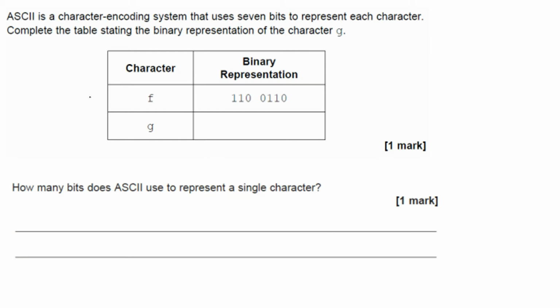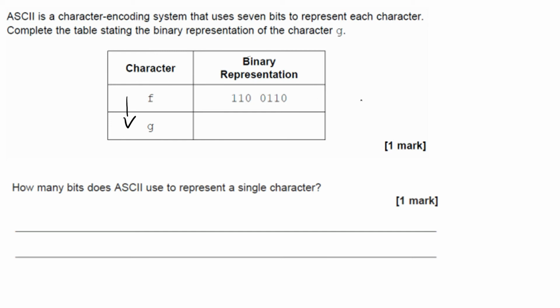The next one is ASCII is a character encoding system that uses 7 bits to represent each character. Complete the table stating the binary representation of the character G. Now, if you are aware of character encoding tables, you should be aware that if it goes up by a letter, it just adds 1 to the binary representation.